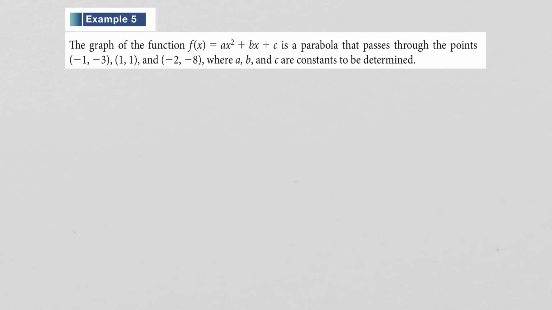Our final example here is an application of 3 variable systems. It says the graph of the function f of x equals ax squared plus bx plus c is a parabola that passes through the points negative 1, negative 3, 1, 1, and negative 2, negative 8, where a, b, and c are constants to be determined. So what we want to do here is we want to find the function f of x equals ax squared plus bx plus c. So that means we want to solve for a, b, and c.